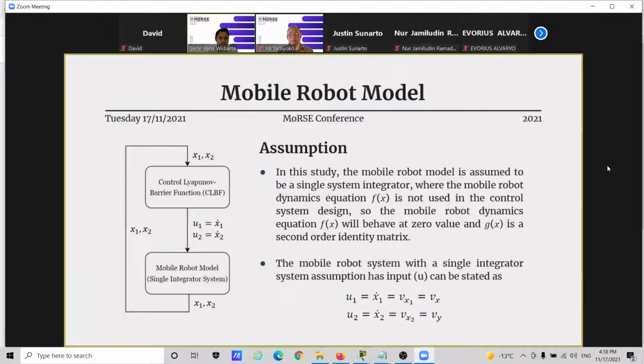So the mobile robot system with a single integrator assumption has inputs that can be stated as follows: u1 is the velocity of state x1, or the velocity on the horizontal axis x. Meanwhile, u2 is the velocity of state x2, or the velocity on the vertical axis y.